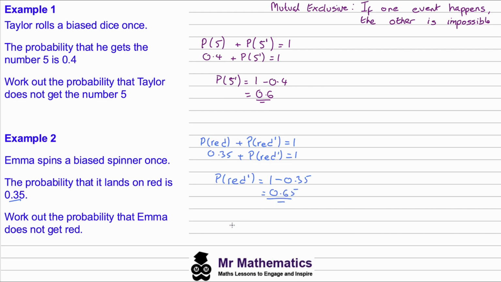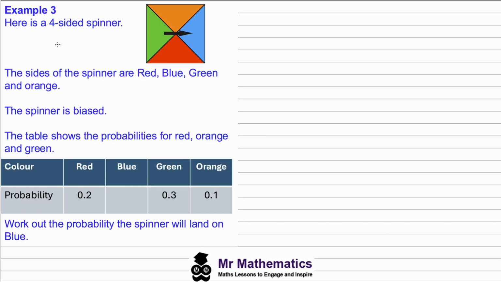Okay? Let's try some more questions. So in example 3, we're given the four-sided spinner and we're told that it's biased. The table shows the probabilities for red, orange, and green. We've been asked to work out the probability that the spinner will land on blue. So if we use the idea of mutual exclusivity, we either get the probability of blue or not blue, and together, they add to make 1. So these are our mutually exclusive events.